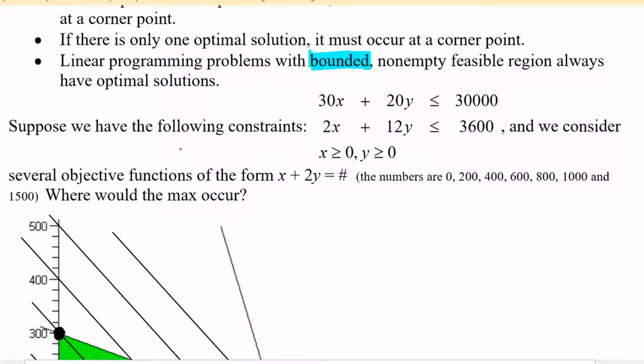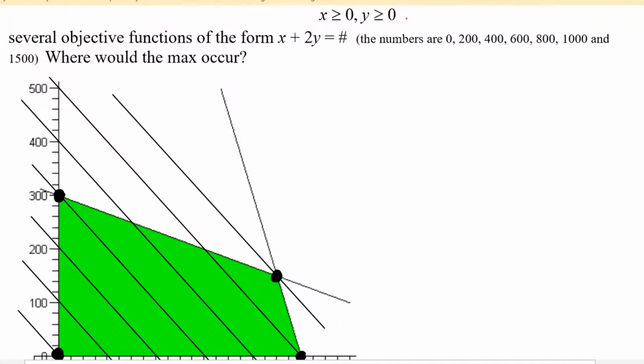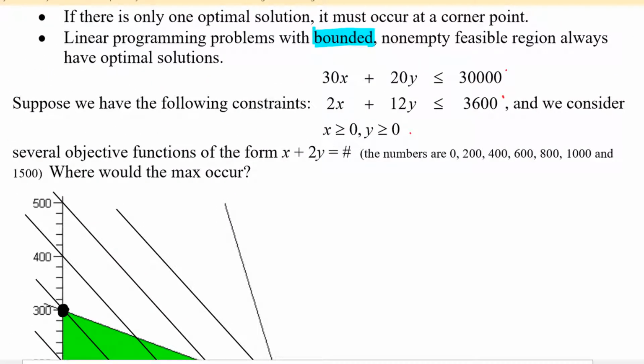It says here, suppose we have the following constraints. So these 2 linear constraints and then those non-negativity constraints I talked about in the last section. We see our feasible region is in the first quadrant. And it says several objective functions of this form.